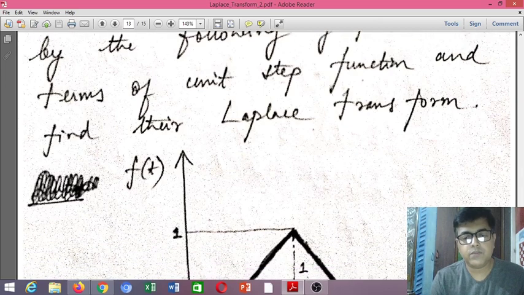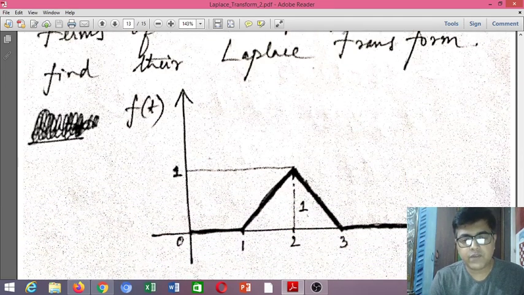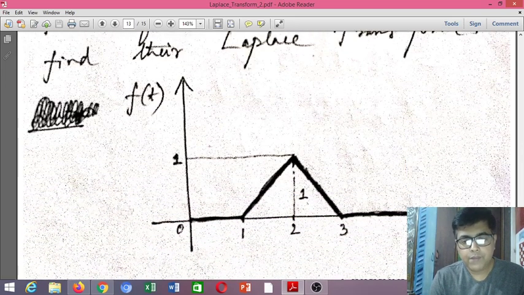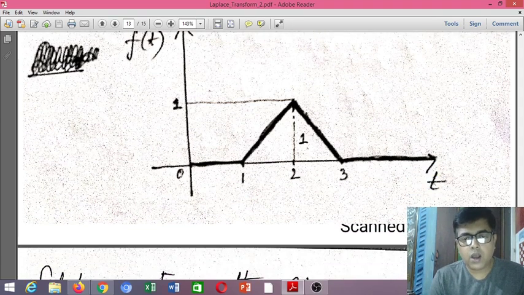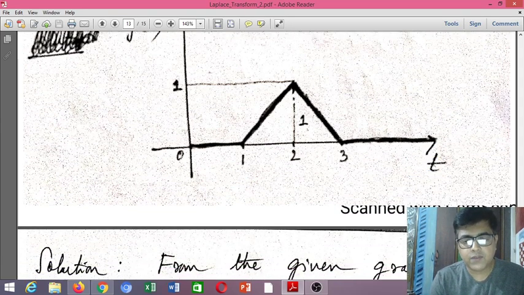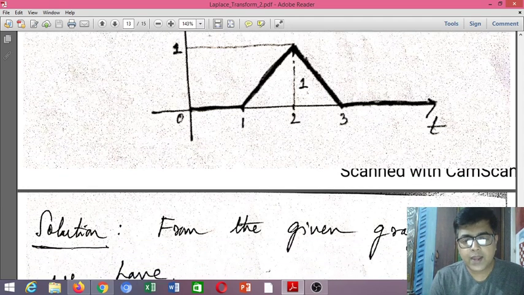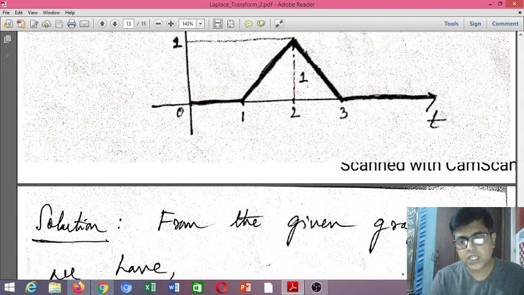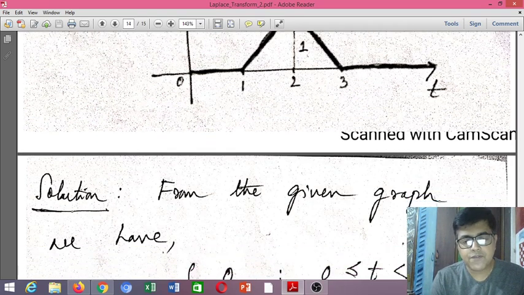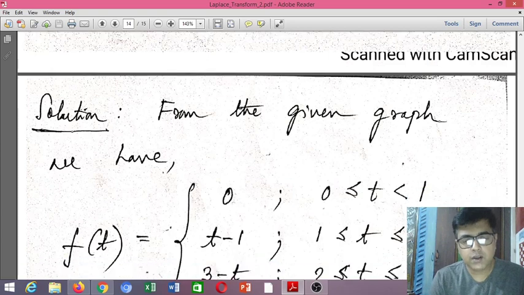So what is the graph? This is the graph given here. You can clearly see it's a graph. So it's 0 to 1, then 1 to 2, then 2 to 3, then t greater than or equal to 3, it's 0. From the graph, it is very easy to see that we can write the function immediately. That we'll do first. So from the graph, we are writing the function here, ft equal to 0.